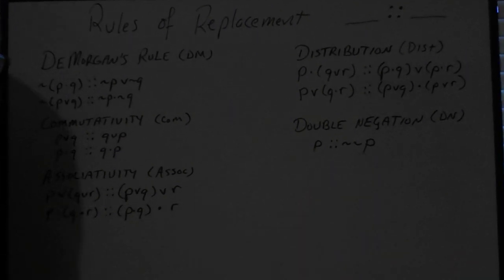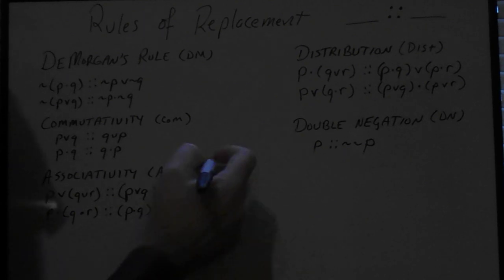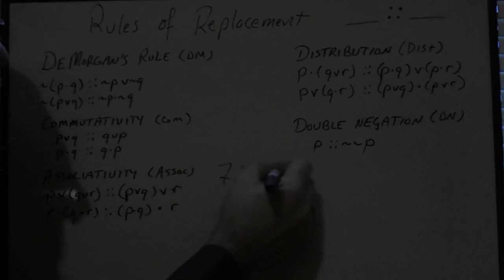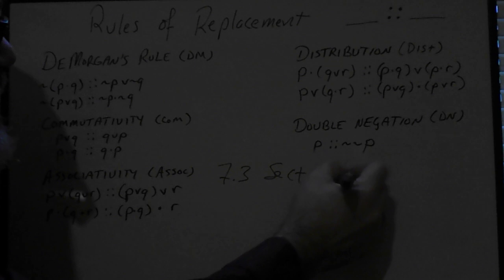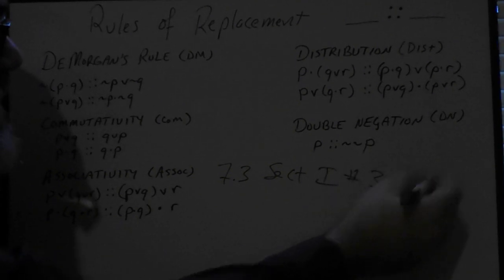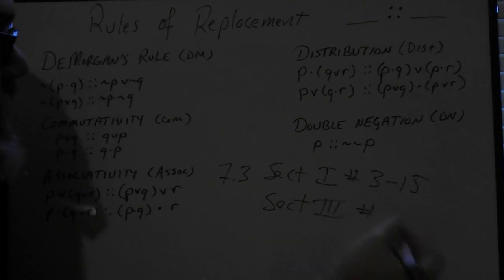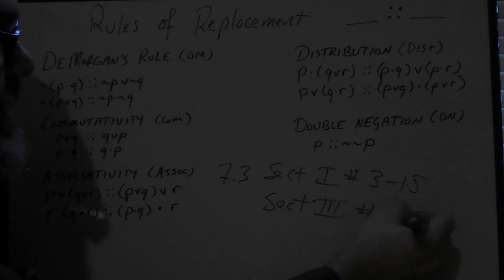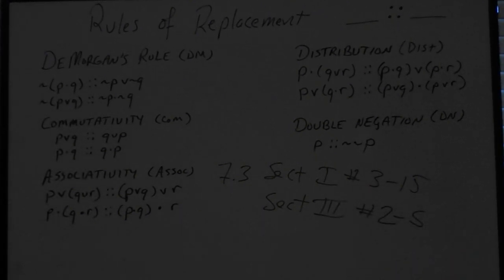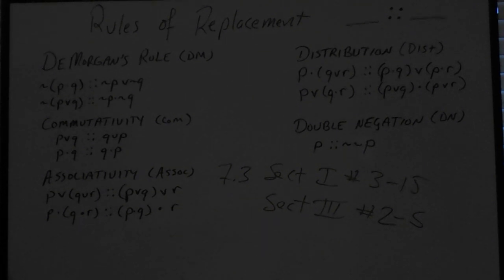So the homework for this section is at 7.3, section 1. You're doing 3 through 15. And then at section 3, since I did the first one, just do 2 through 5. I'll just give you a few of them to play with. And of course, I'll be back a little bit later to give you the answers on those. All right, see you in a bit for 7.4.